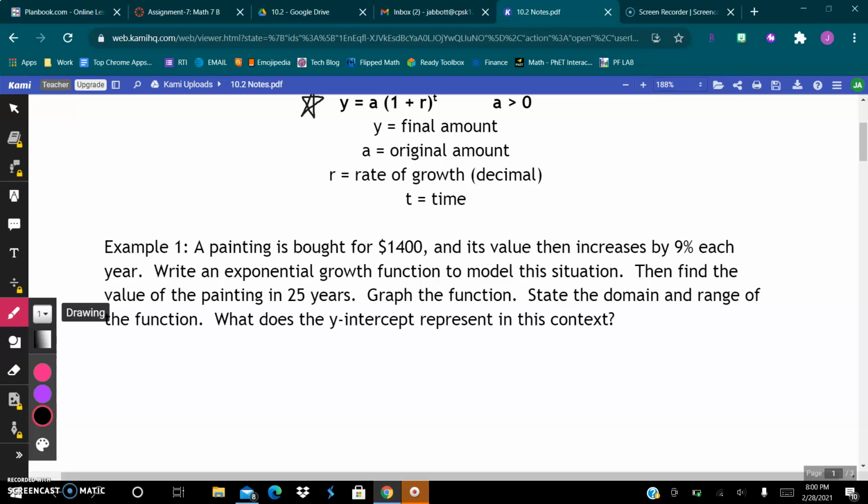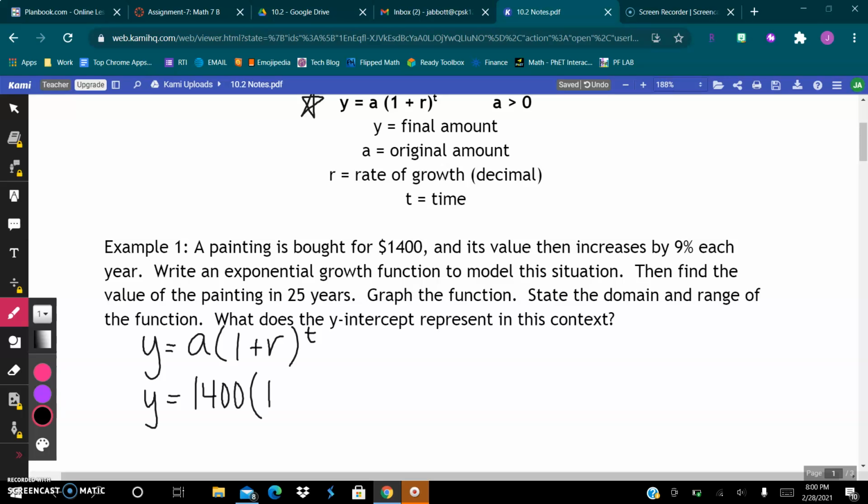So the first one says write an exponential growth function. So we are going to fill in what we know in this formula. Y is going to be our answer, so we're going to keep that y. A is the starting amount, which is $1,400, what it was bought for. And r is the rate of growth, and it's growing by 9%, so we're going to add 0.09, because that's 9% as a decimal. And then t is our time, how many years we have this painting for.